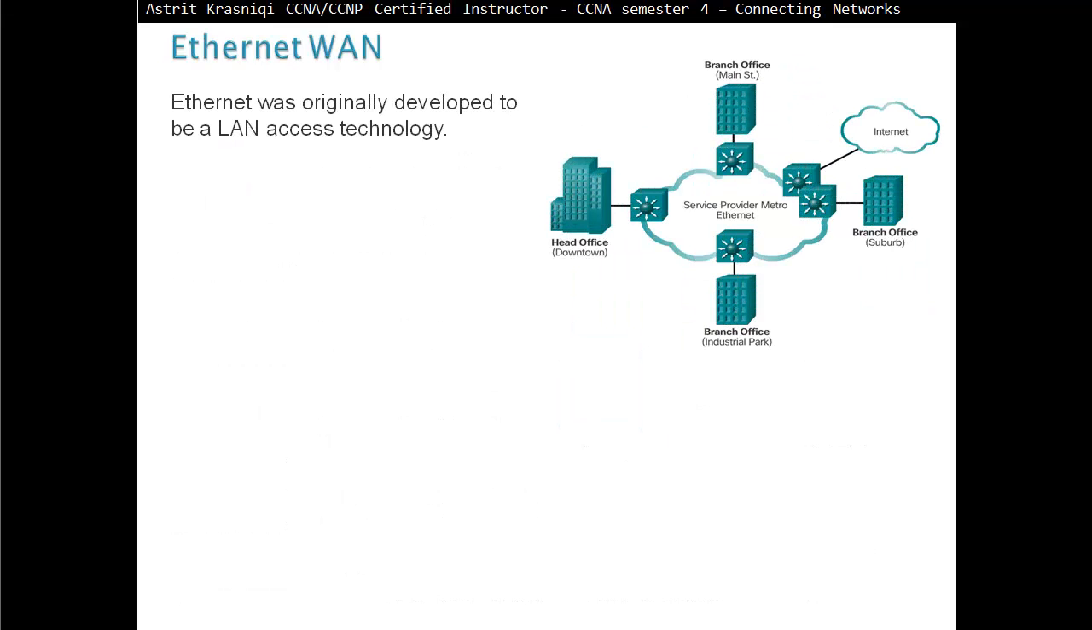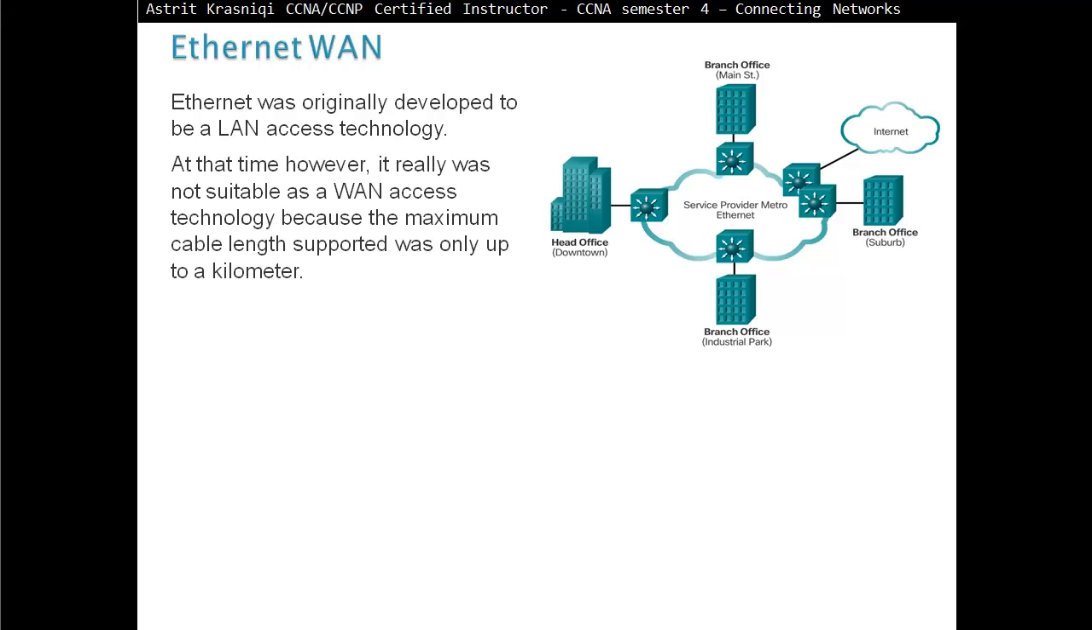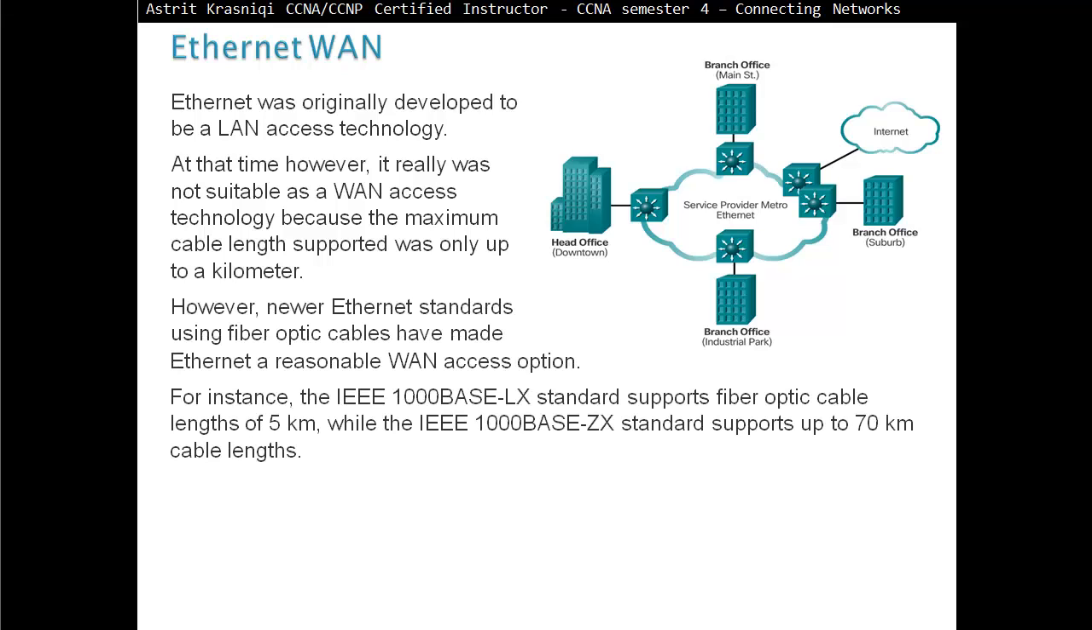Ethernet wide area network. Ethernet was originally developed to be a LAN access technology. At that time, however, it really was not suitable as a wide area network access technology because the maximum cable length supported was only up to a kilometer. However, newer Ethernet standards using fiber optic cables have made Ethernet a reasonable wide area network access option.